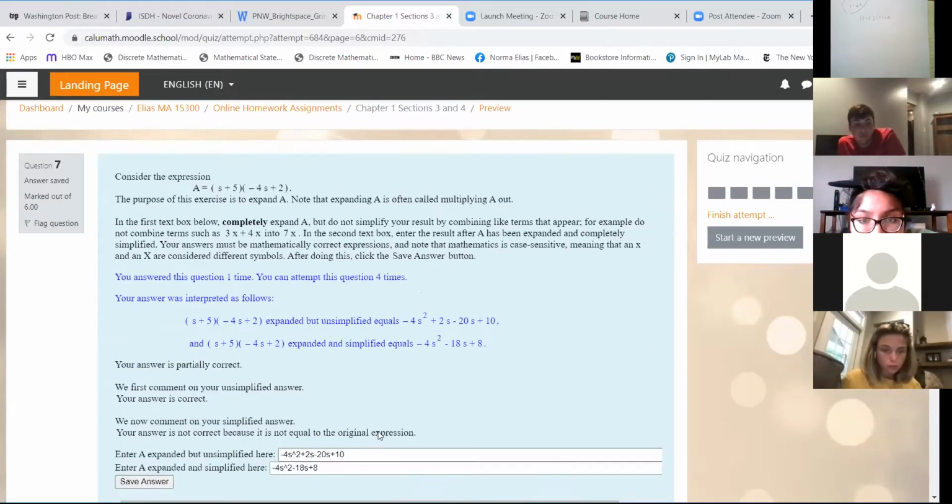Now look at what Moodle told me. Your answer is partially correct. So it gave me a hint that my answer is not all correct. We first comment on your expanded answer, and your answer is correct. It means on this one I didn't make any mistake. It gives you a headline of what you are doing. We now comment on your simplified answer, and it tells me your answer is not correct because it's not equal to the original expression. So Moodle already told you that something is wrong.